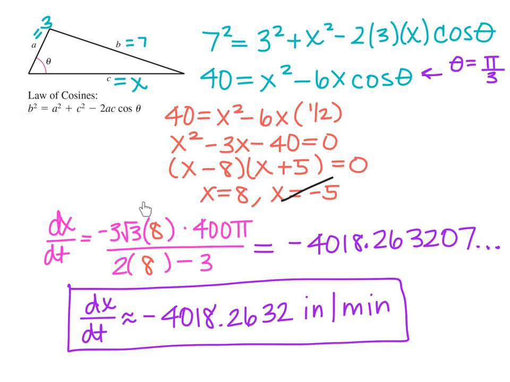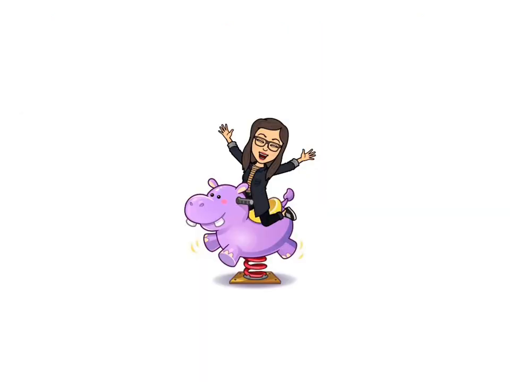I plug in 8 for both instances of x, I plug that whole thing into my calculator, and I get this really long negative decimal. I'm going to approximate dx over dt, the velocity of the piston at theta equals pi over 3, so it's going to be about negative 4,018.2632 inches per minute. And just to note, our velocity here is negative because x represents a distance that is decreasing.